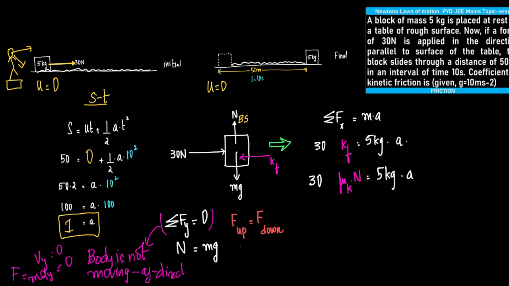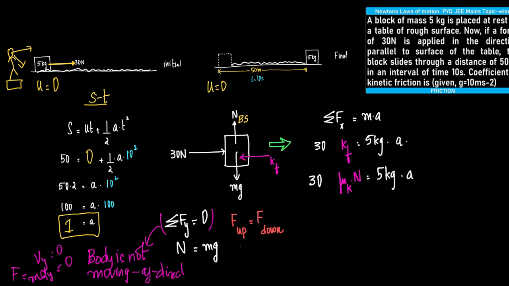What does it mean when sigma Fy is equal to 0? It means that forces along the up direction are equal to forces along the down direction. What is the force acting in the up direction? Only one force, which is the normal reaction on the block due to the surface. Therefore, we can write N is equal to the forces in the down direction. The only force acting along the down direction is mg. Therefore, N is equal to mg.